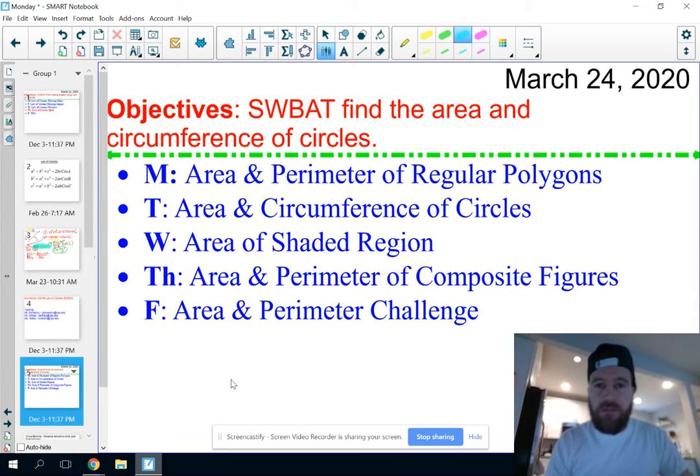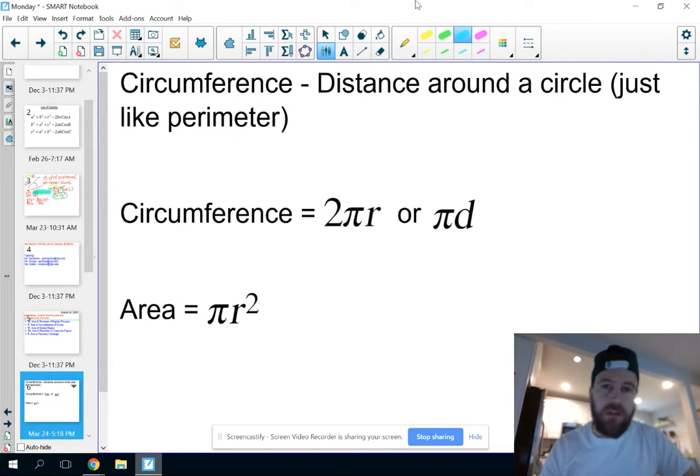All right, today's objective: students will be able to find the area and circumference of circles. So circumference, just a refresher, I think, for most of you. If not, the definition is on the screen there. It's the distance around a circle. So it's just a fancy word for perimeter, just like we've been doing with all our other shapes.